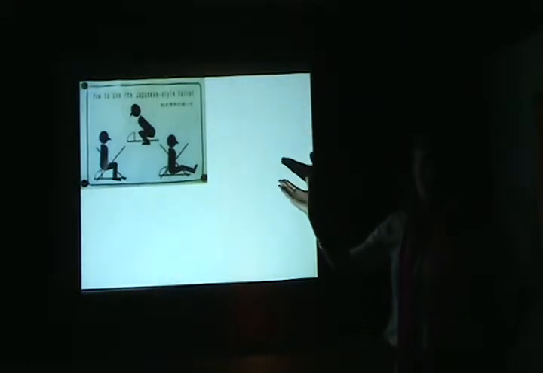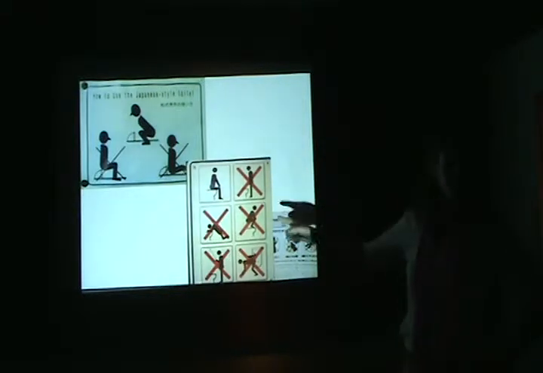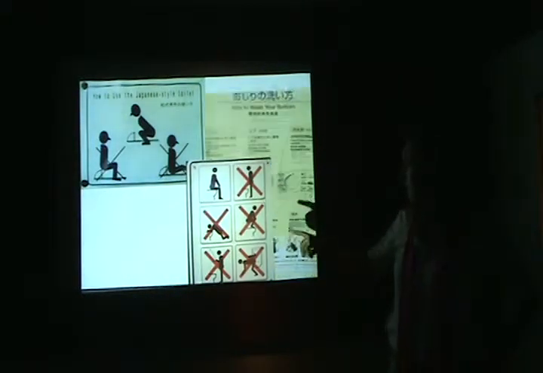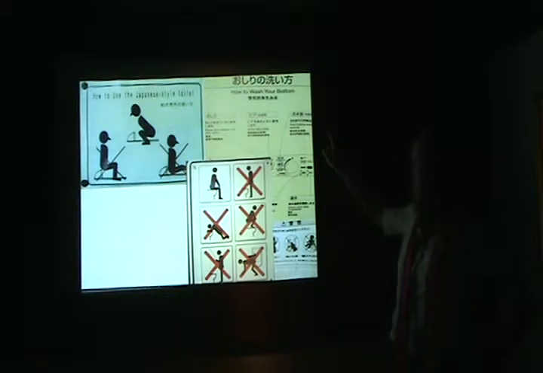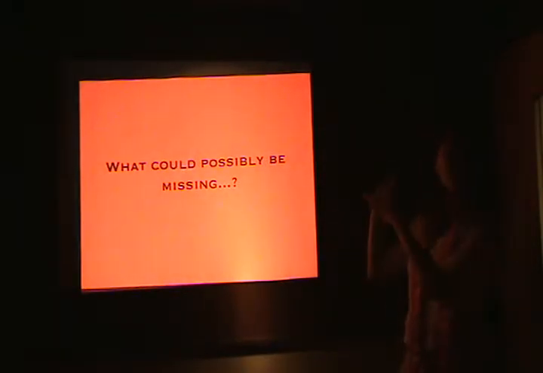And now you have the signs that go with the toilets. How to use the child toilet. How to, I think this is how to put your baby in the thing by the toilet. How to use the Western toilet. I really like this. I mean, so what could possibly be missing?